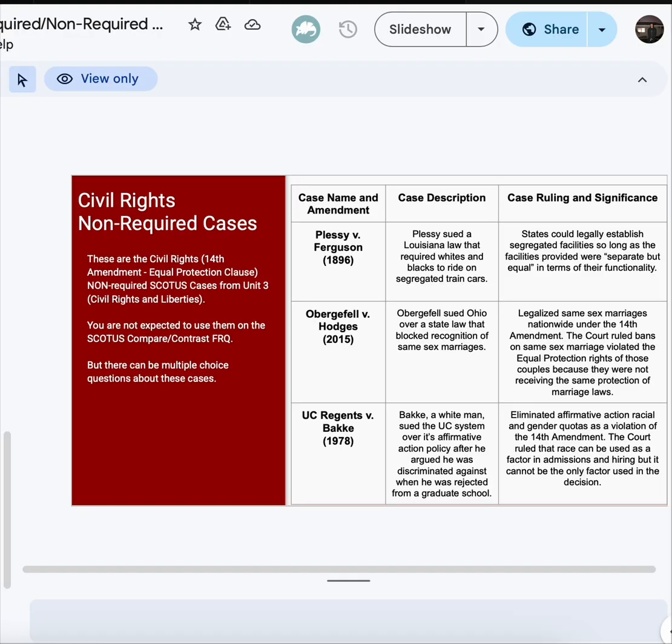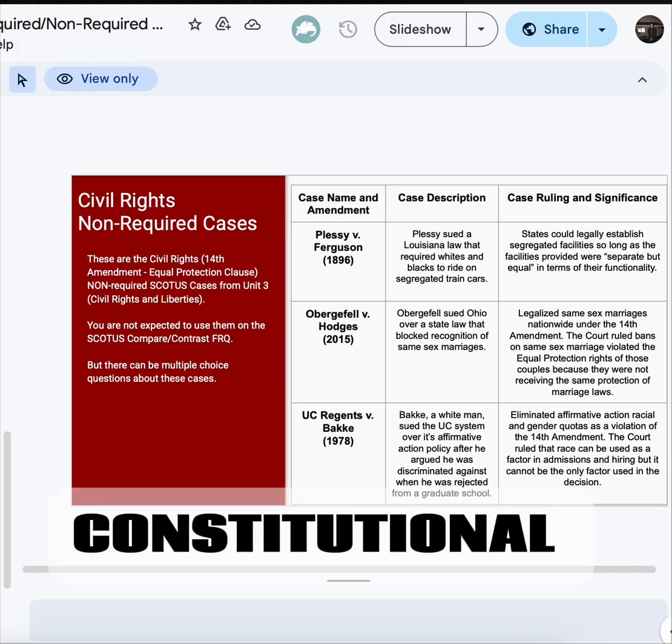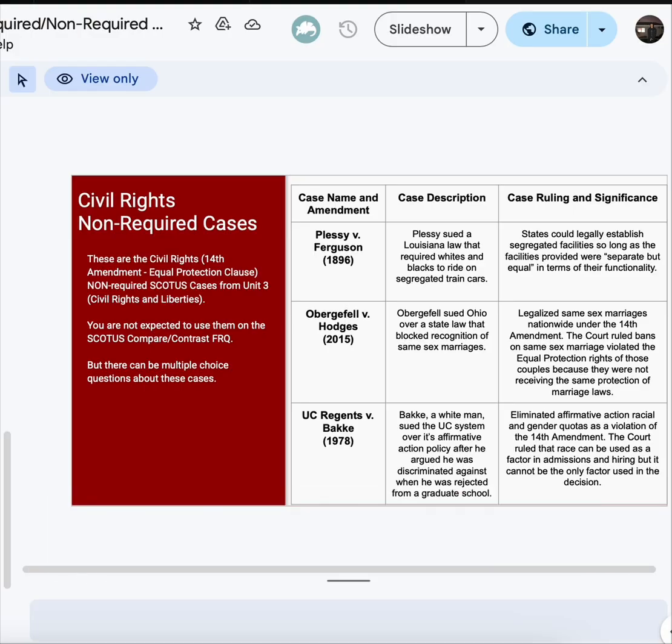The holding? Racial segregation is constitutional if facilities are separate but equal. I hope I said constitutional. It upheld state laws enforcing segregation in public places. It also weakened the Equal Protection Clause of the 14th Amendment. It also legally justified Jim Crow laws across the South, and it remained the law until it was later overturned by Brown v. Board of Education, which was a case in the 1950s.